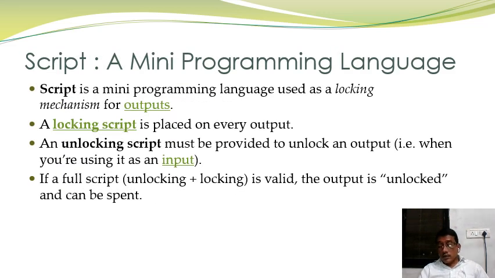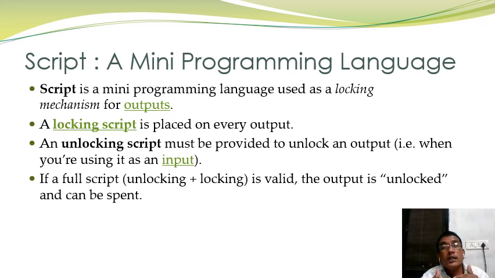So in the previous session we have studied a lot of things about scripting. The script consists of outputs and inputs. Then the script also consists of a locking script and an unlocking script. So script is a non-Turing-complete programming language used as a locking mechanism. This script is nothing but a locking mechanism. As we have seen, the outputs are locked and unlocked. These are the two fundamental operations on the outputs, lock and unlock, that we have seen in the previous session.